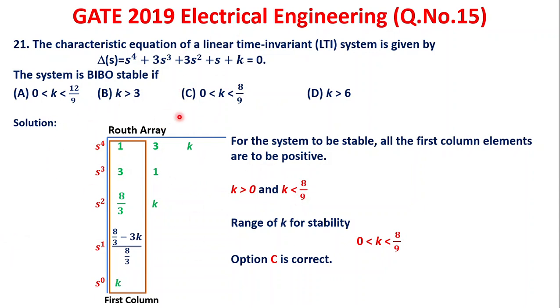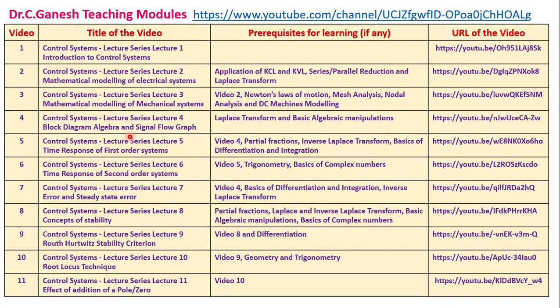The same method, but it is a conditional stability problem. So what is the range of K for which the system is stable? That is what is asked. The characteristic equation is given. From the characteristic equation, the Routh array is formed. From the Routh array, what about the first column elements? If all the first column elements are positive, what is the condition? All that we have to see. That's all. Same method. So I think I have covered most of the problems. Because of the time limitation, I have rushed through the last few problems.